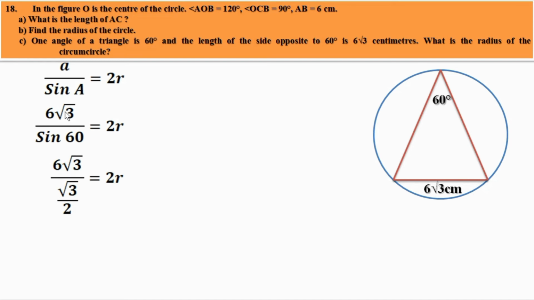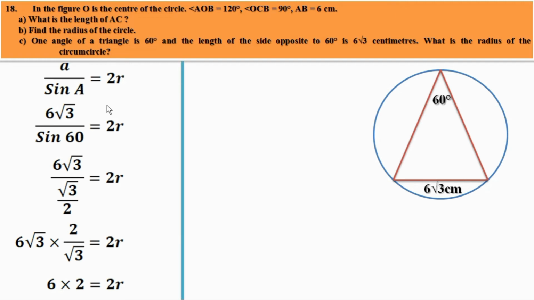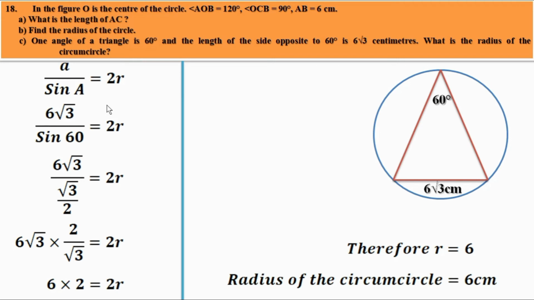Now division by a fraction is multiplication by the reciprocal. So we can write 6 root 3 into 2 by root 3 equal to 2R. Root 3 and root 3 get cancelled and we get 6 into 2 equal to 2R, or R equal to 6. Therefore, the radius of the circumcircle is 6 cm.